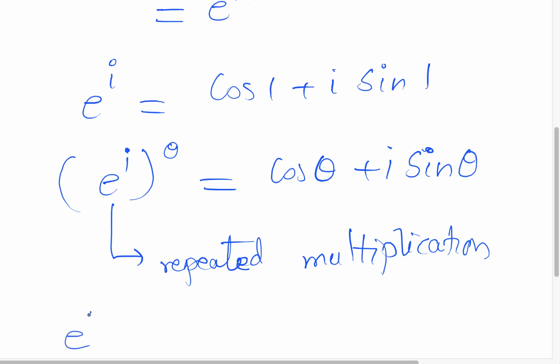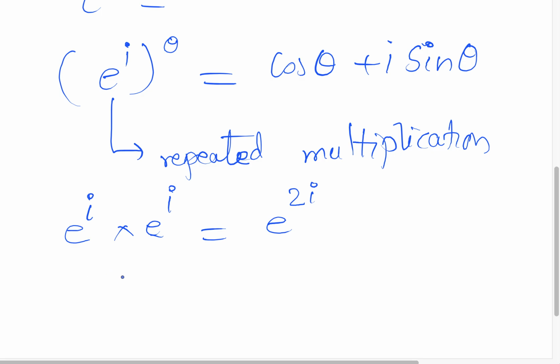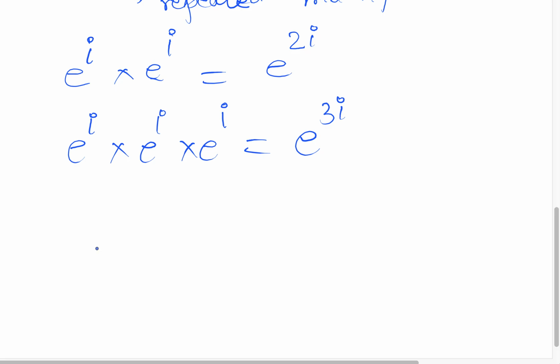And what happens when the indices with the same base are getting multiplied? The indices get added. So if it is multiplied 2 times, meaning the angle is changed to 2 radians, I'll get e raised to 2i. If I change the angle to 3 radians, I'll multiply it 3 times, I'll get e raised to 3i. If I multiply it theta times, I'll get e raised to theta i. So that means however much I rotate the angle by, that much is how the e raised to i is also being raised.